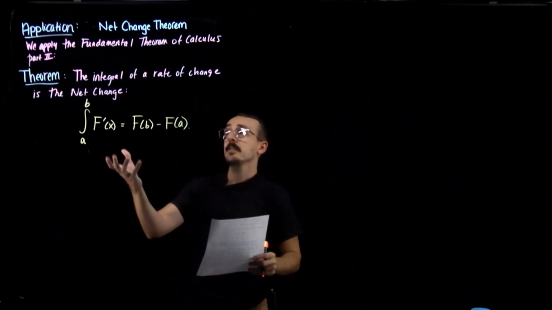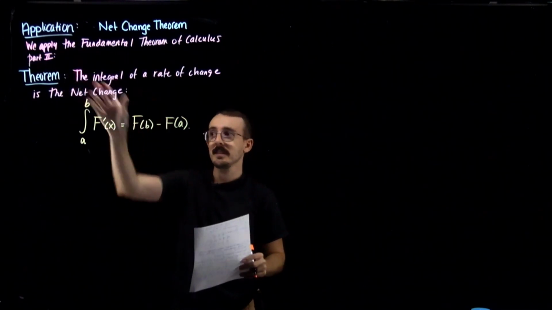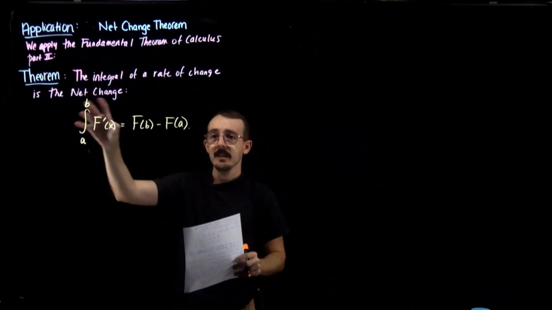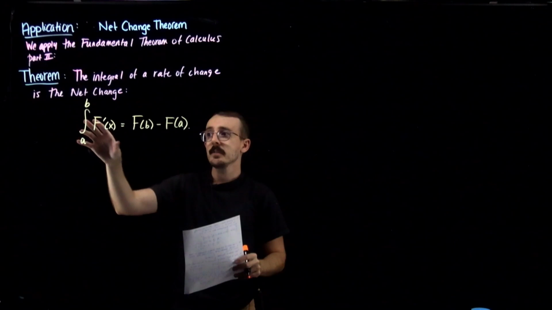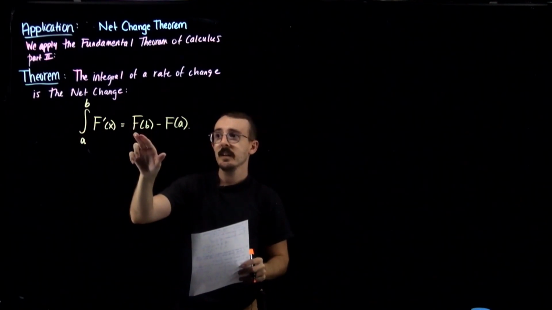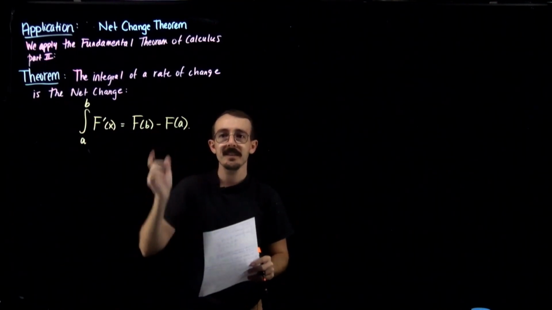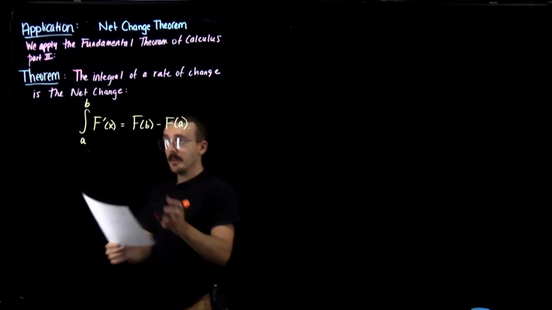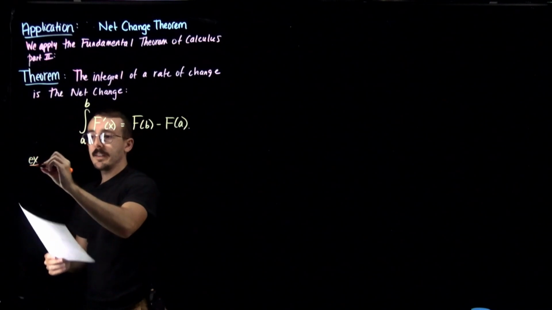And if you go back to your notes on what the fundamental theorem of calculus part 2 says, it's exactly this. So to evaluate some function here, all you need to do is find the antiderivative and then plug in the two endpoints. So that is the fundamental theorem of calculus part 2. So here's an example that we can apply this to.